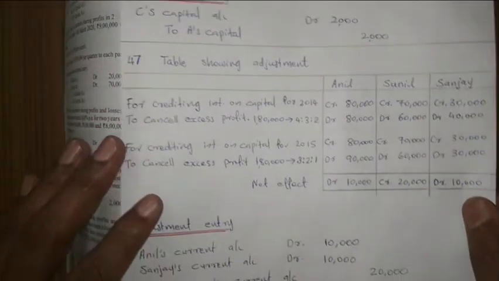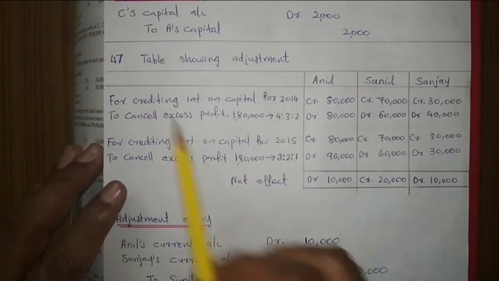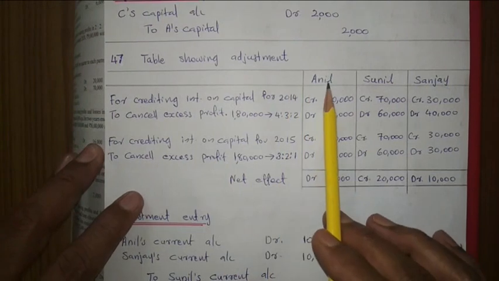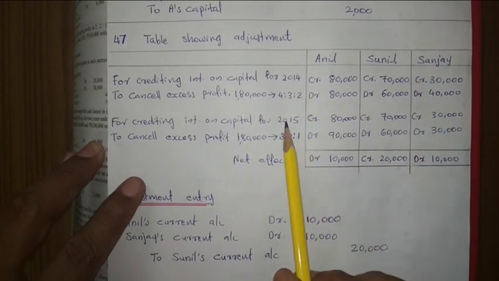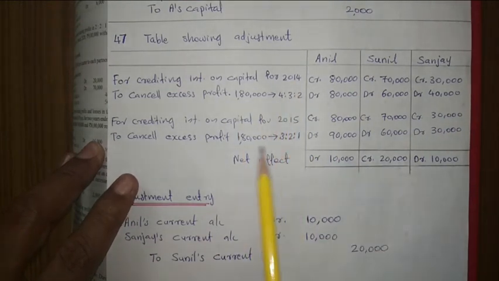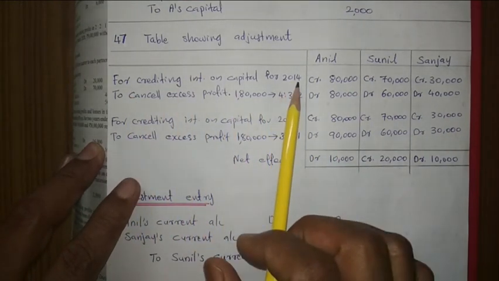47. Table showing adjustment. Name of the partners: Anil, Sunil, Sanjay. And 2014 and 2015, these are the years. So firstly I have written 2014's interest.